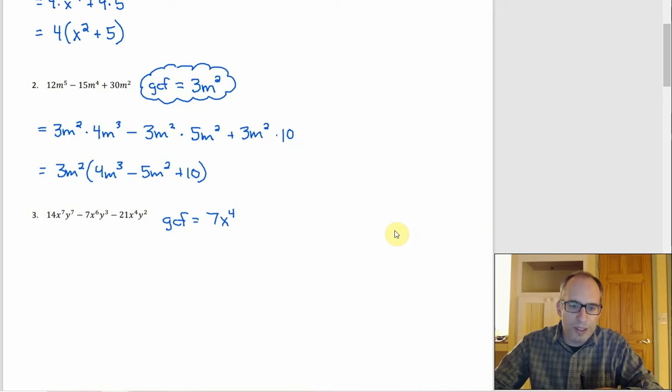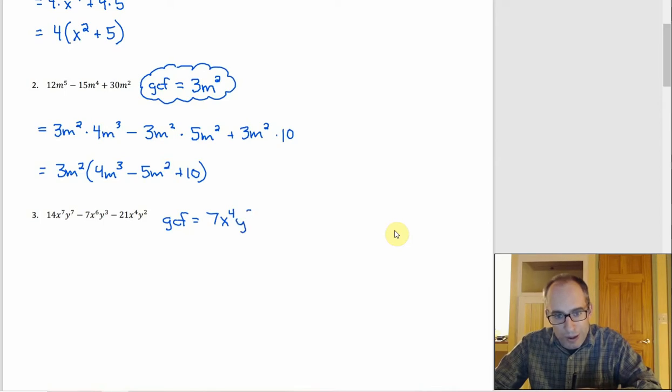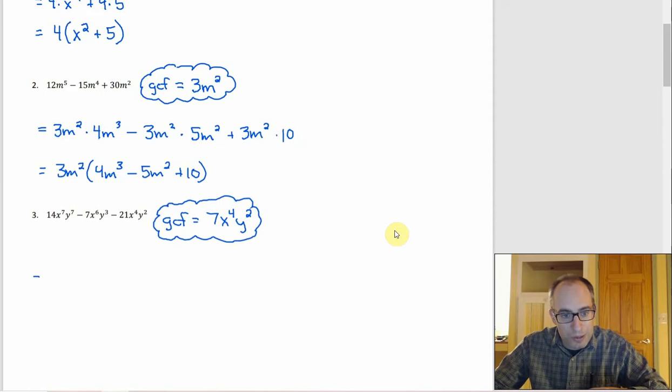And then for the y's, we got 7, 3, and 2 as the exponents. So we should be able to factor out a y squared. All right, so that's our greatest common factor that we are then going to factor out of each of those terms. So, 7x to the 4th y squared. What do we have to multiply by that to get the 14x to the 7th y to the 7th back? 7 times 2 would give us the 14. Then we'd need x to the 3rd, and then we'd need y to the 5th, right, to get those exponents of 7 up there.